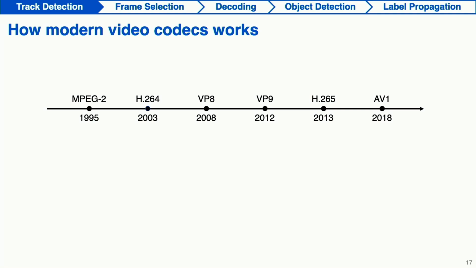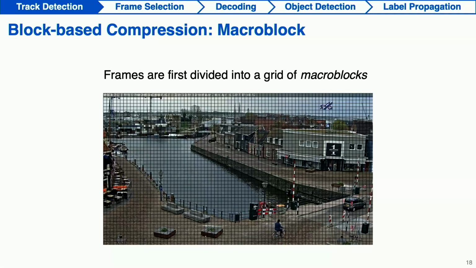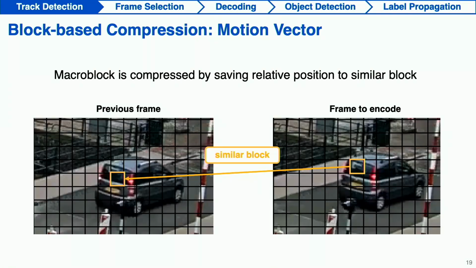Since 1995, when MPEG-2 was invented, several kinds of codecs have been invented. But they all share the same key algorithm, which is block-based compression. The way block-based compression works is to first divide the frames into a grid of blocks, which they call macroblocks. And when saving each of the macroblocks, instead of saving all the RGB pixel values, they look for a similar-looking block from a previous frame and save this relative position as a vector. This compression metadata is called a motion vector, and the scheme works very effectively as the frames in videos are captured at high frequency, like 30 frames per second.